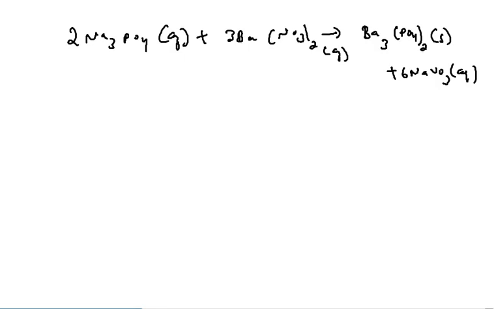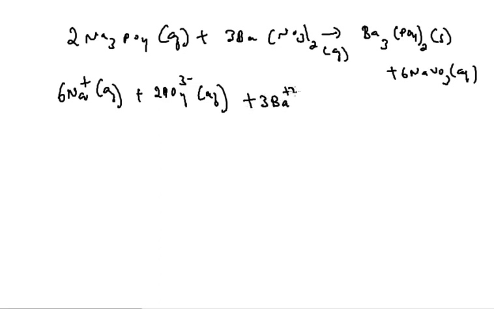Okay, we're going to continue the ionic and net ionic equation. We were in the complete ionic equation, which is 6 ions of sodium plus 2 ions of phosphate, which is aqueous. If anything is aqueous, it's going to be dissolved or dissociated. And we have 3 ions of barium 2+ and 2 ions of nitrate. All these are from the reactant side, and on the product side we have barium phosphate.